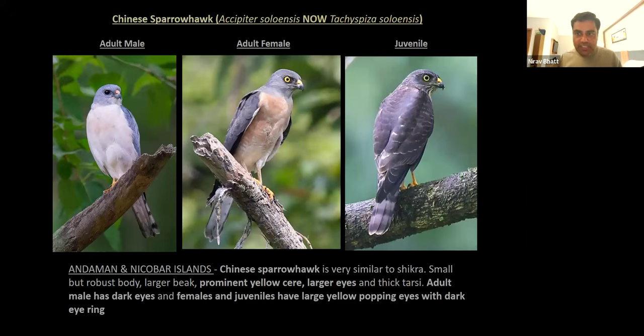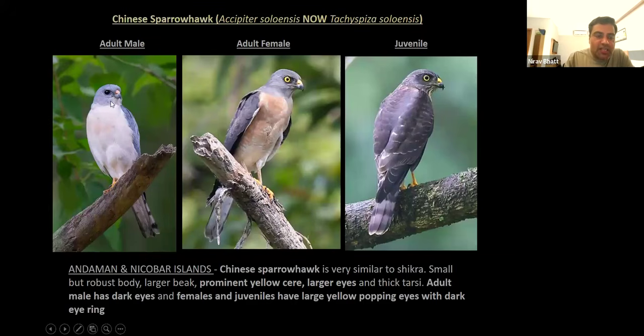Okay, so we'll understand this slowly. So Chinese sparrowhawk, it is very similar to Shikra overall. If you see the structure, it is very similar to Shikra. Okay, but what makes it different is a larger beak, and a much yellower cere. This is called the cere. This is called the cere part. The cere is always very prominent yellow throughout, whether juvenile, adult female or adult male. This is very unique and different in comparison to the others.